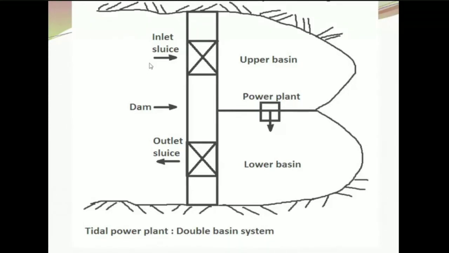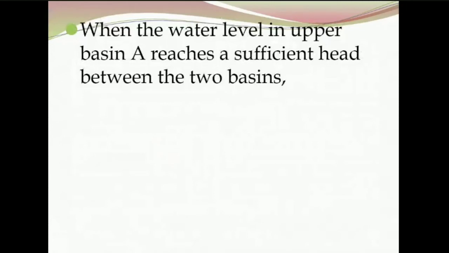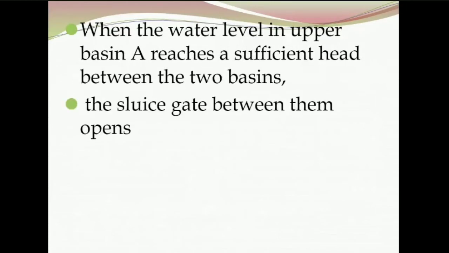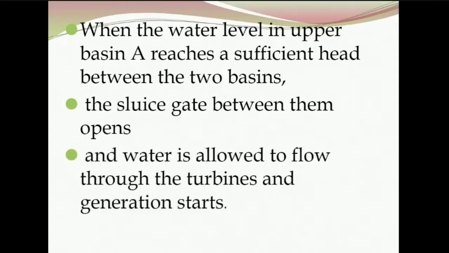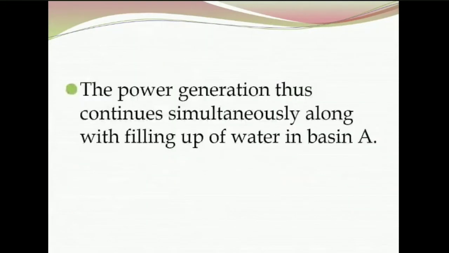During flood tide, water is allowed to enter the upper basin through the inlet sluice. When the water level in the upper basin A reaches a sufficient height, the sluice gate between the upper basin and lower basin opens. Water is allowed to flow through the turbines and generation starts. The power generation thus continues simultaneously along with the filling up of water in basin A.